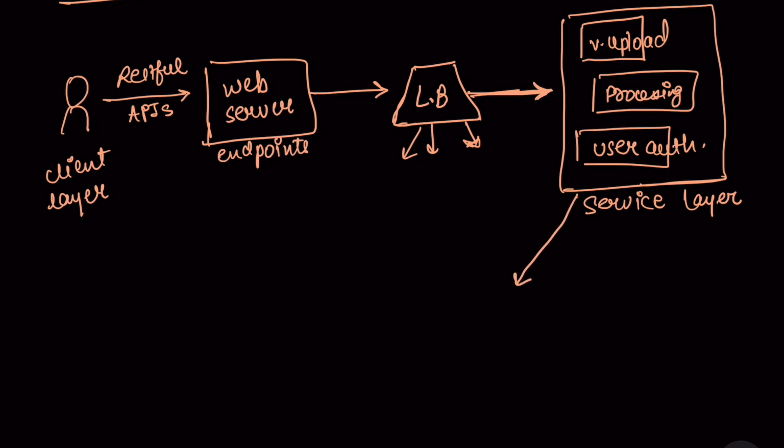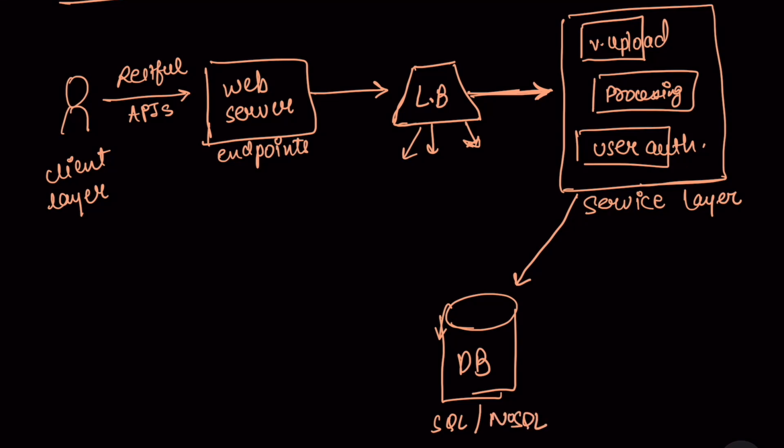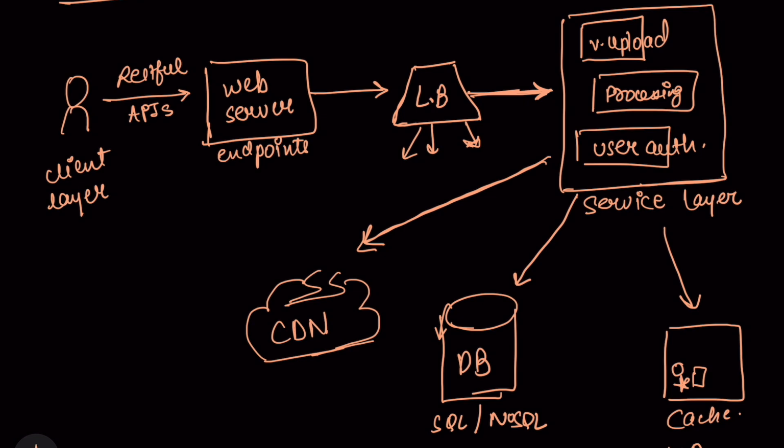Then we are going to have the database. In this database layer, you are going to store users' data, videos, metadata, or comments. Here we can use a combination of SQL and NoSQL databases to optimize for different data types. We are also going to have the cache layer, and in this we can utilize a caching mechanism to store frequently accessed data such as videos, metadata, and user session information. And we will also have a CDN. So the CDN is going to cache and deliver the video content from servers geographically closer to the user, and this will help us reduce the latency.